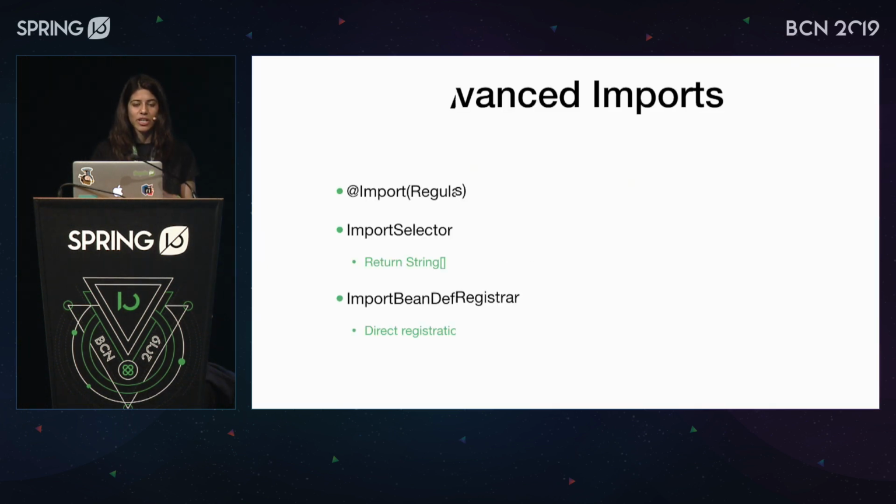Okay, so we looked a little bit at imports. You can import regular configuration classes directly if that's what you want to do. That's probably most of the use cases, maybe if you're writing applications. But for more advanced use cases, you might want to use an import selector. And for even more advanced use cases, if you want to deal directly with bean definitions, you can also import an import bean definition registrar and directly register bean definitions via that.